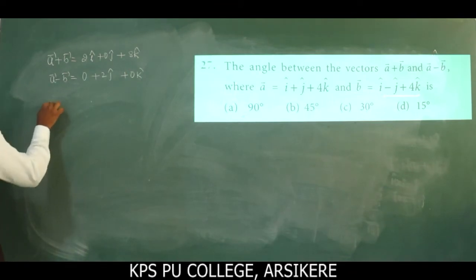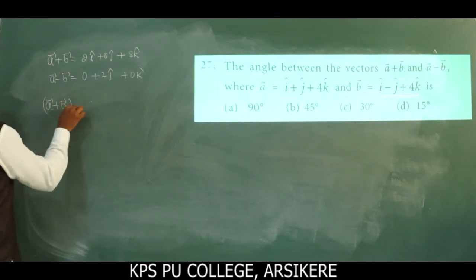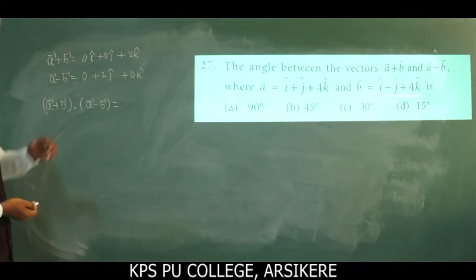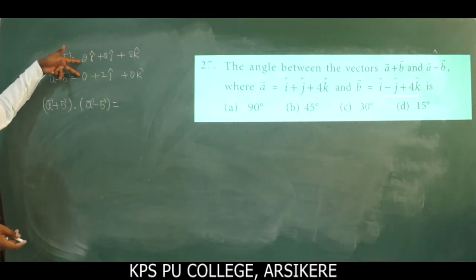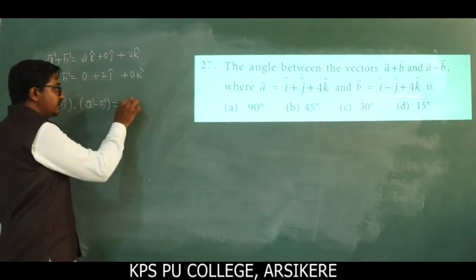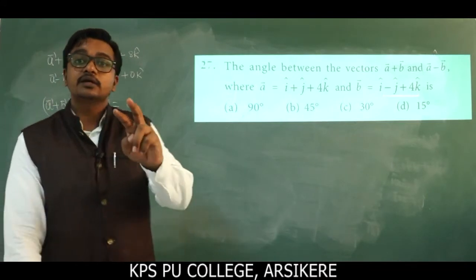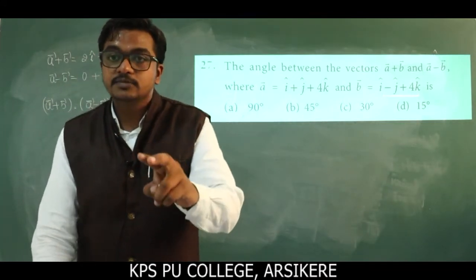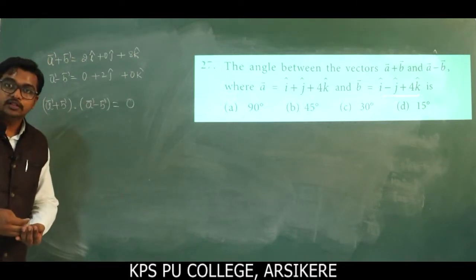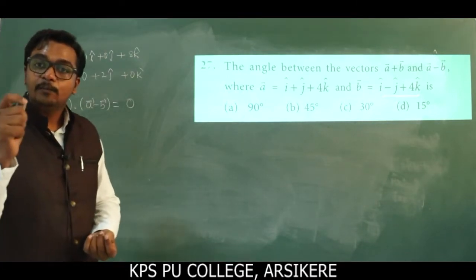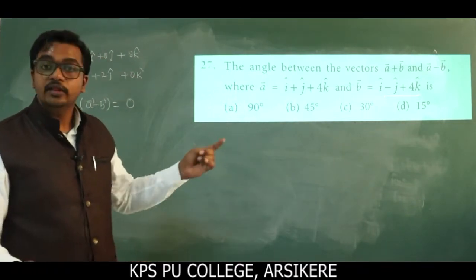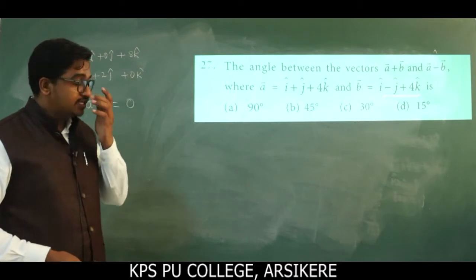So therefore vector a plus b dot vector a minus b becomes, look, 2 into 0, i to i, 2 into 0 is 0, 0 into 2 is 0, 8 into 0 is 0, totally we are left with 0. So when two vectors are perpendicular to each other, the corresponding dot product is 0. Whenever the dot product of two vectors is 0, then the corresponding vectors are perpendicular to each other, hence the angle between them is 90 degrees.